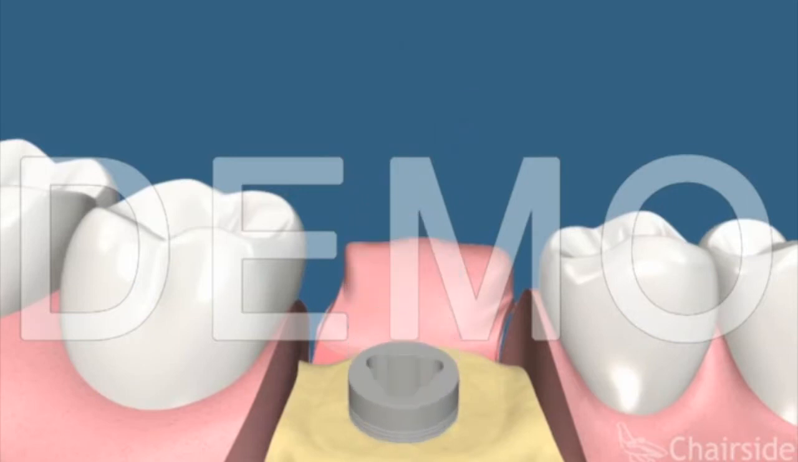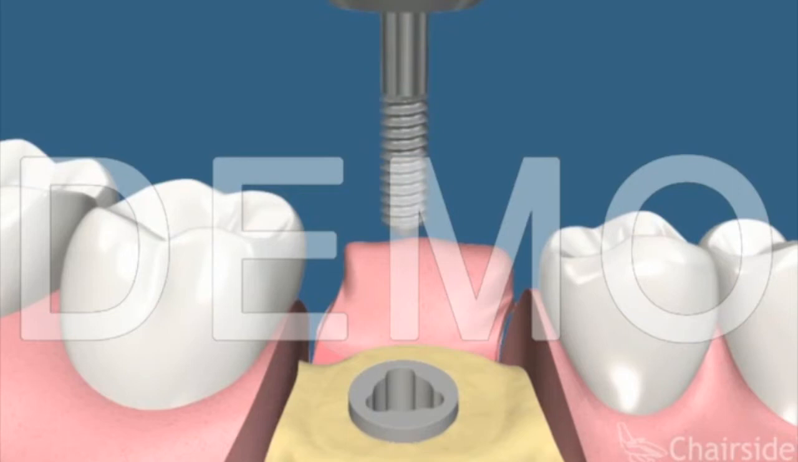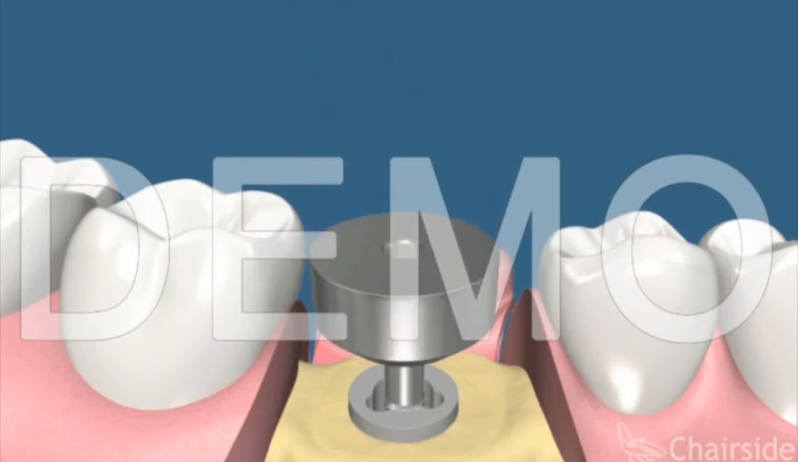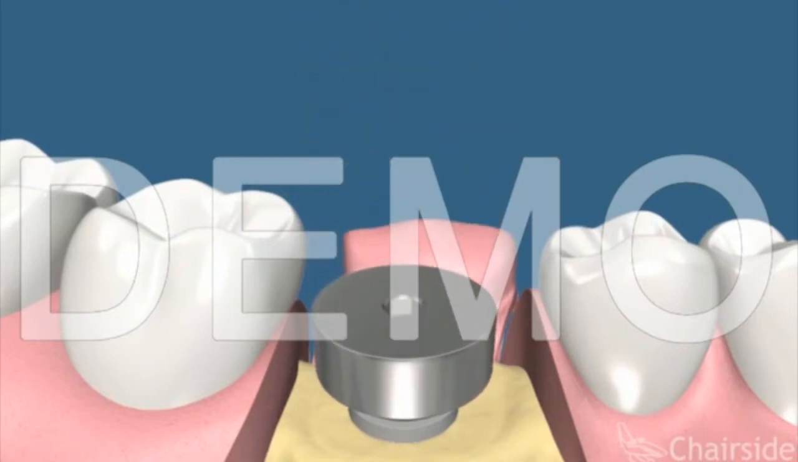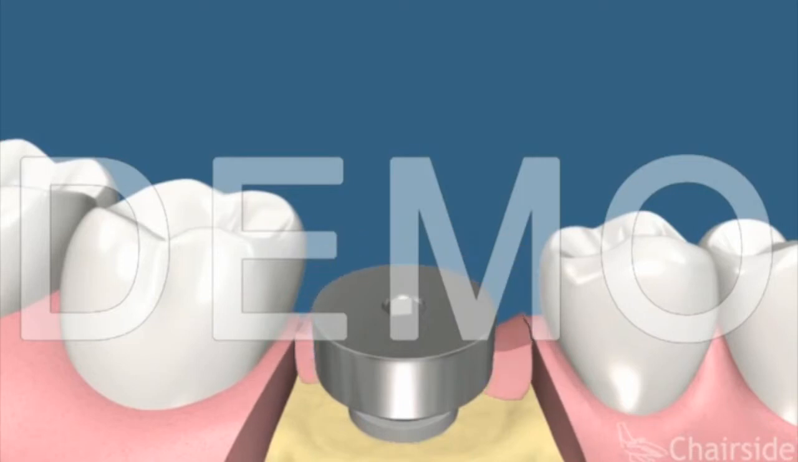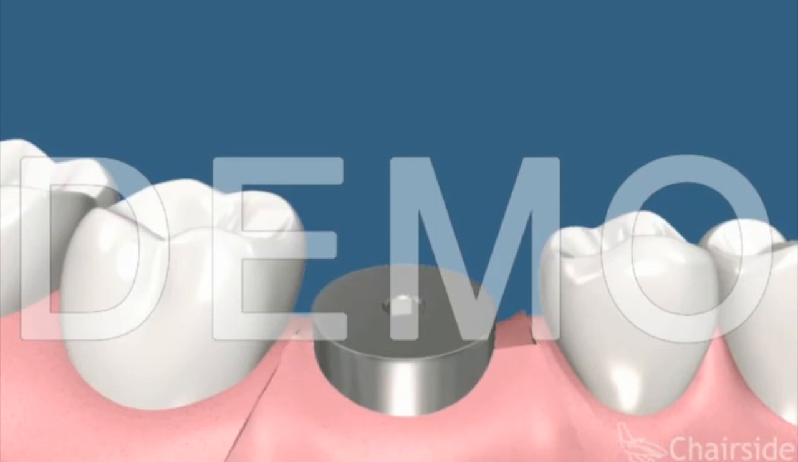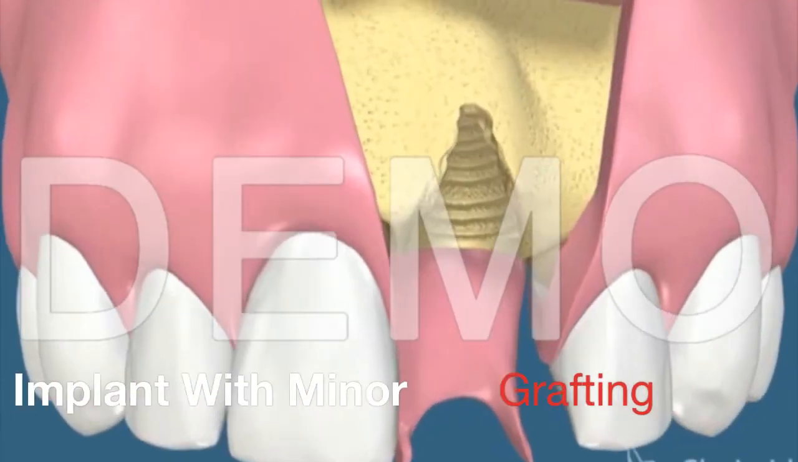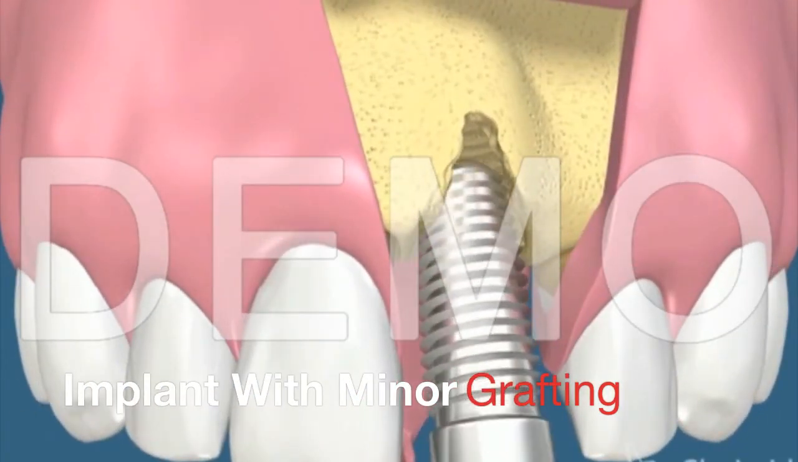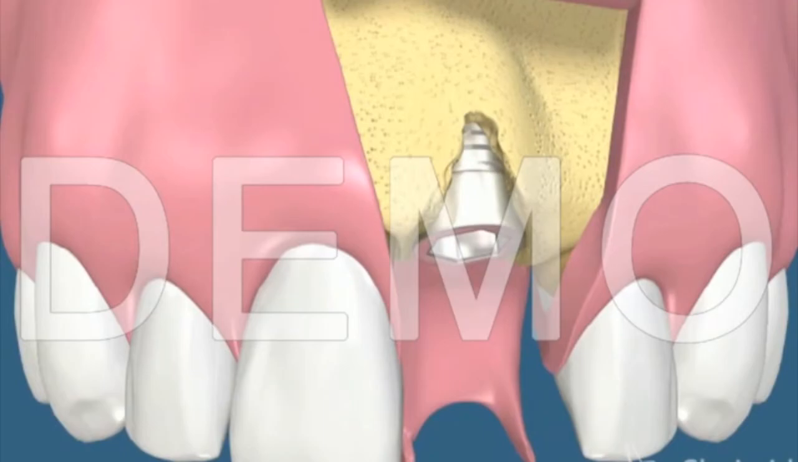The implant is placed with the healing cap on top of it at the same time. The flap is then repositioned and sutured into place. After a few months of healing, the implant fixture is then placed into this prepared site.